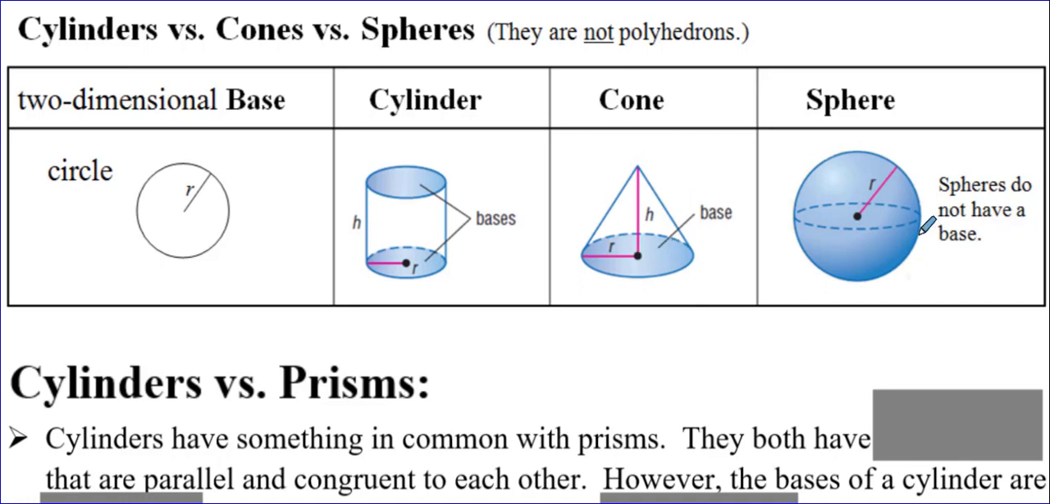And then a sphere is basically what you would call in real life a ball. In geometry, we call it a sphere. It does not have a base at all, but is like a 3-dimensional circle.